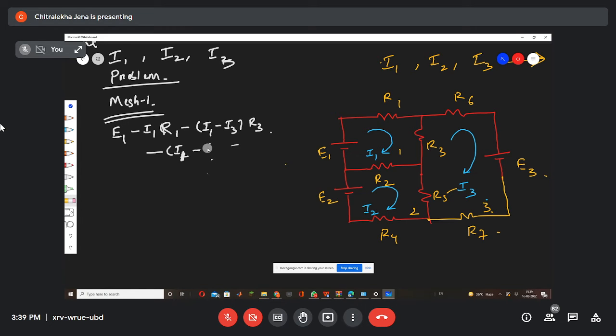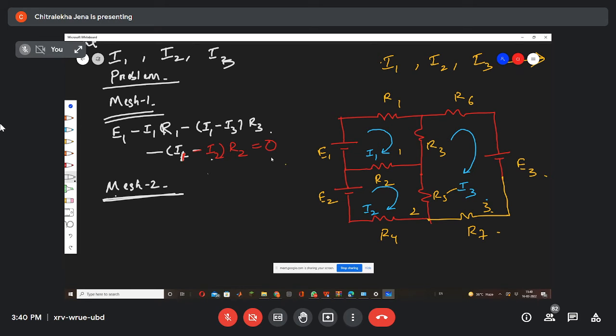You are having a confusion when three meshes are there which are all linked. So here it will be I1 minus I2 into R2 will be equal to 0. Those who are confused, I will tell you. Write down, tell me the equation for mesh 2. What is the equation?